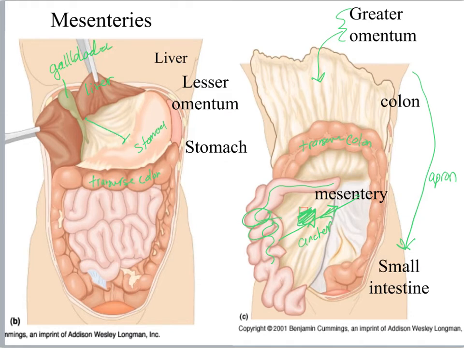This right here is called the lesser omentum, all right? And it's just like the greater omentum. It's a double layer of visceral peritoneum. It gets a special name because it's a dominant feature, and it's always located between the liver and the stomach right there, okay?